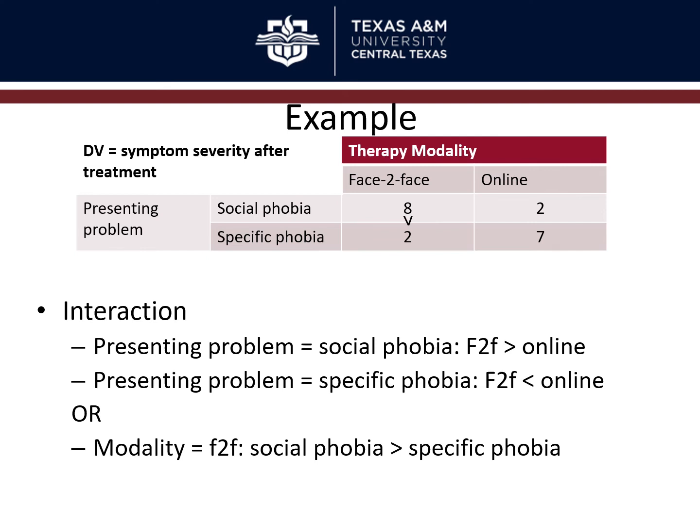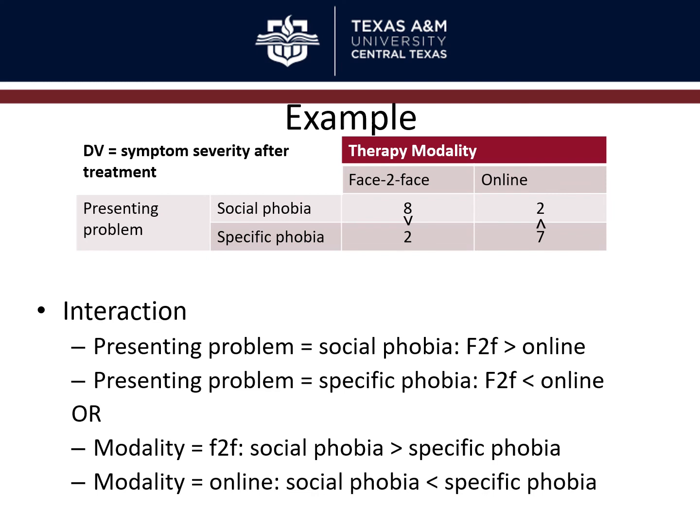Well, when it was face-to-face, severity was worse after treatment for social phobia than specific phobia. It's just that when face-to-face treatment was used, the outcome was better for specific phobia than social phobia. However, when the modality was online, the outcome was better for social phobia than for specific phobia. Again, we see this reversal in a pattern, right?